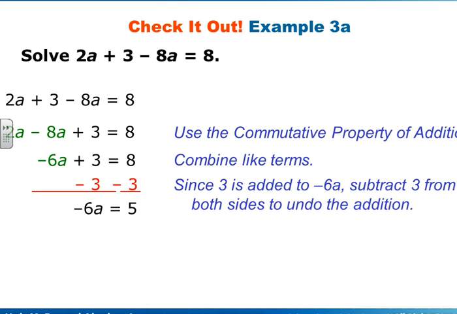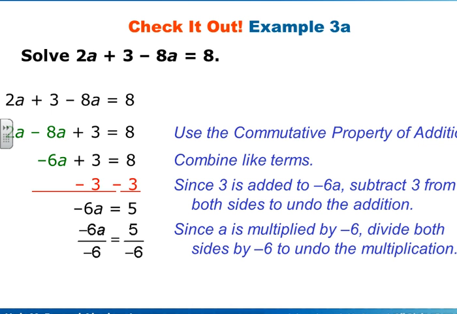Subtract 3 on both sides. And then we divide by negative 6 on both sides to get negative 5 over 6.